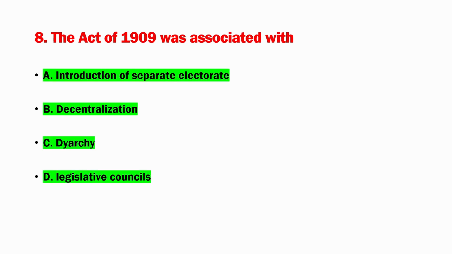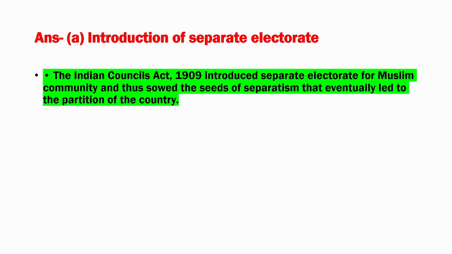8. The Act of 1909 was associated with. The correct answer is A, introduction of separate electorate. The Indian Councils Act 1909 introduced separate electorate for the Muslim community and thus sowed the seeds of separatism that eventually led to the partition of the country.